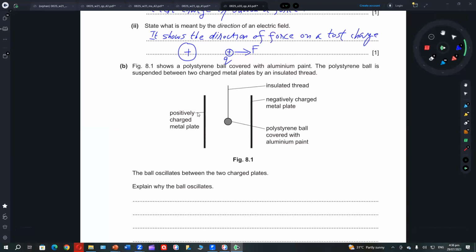The diagram shows a polystyrene ball covered with aluminum paint. The polystyrene ball is suspended between two charged plates by an insulated thread. Negatively charged metal plate, polystyrene ball covered with aluminum paint. The ball oscillates between the two charged plates. Why does the ball oscillate? So this is a tricky question.